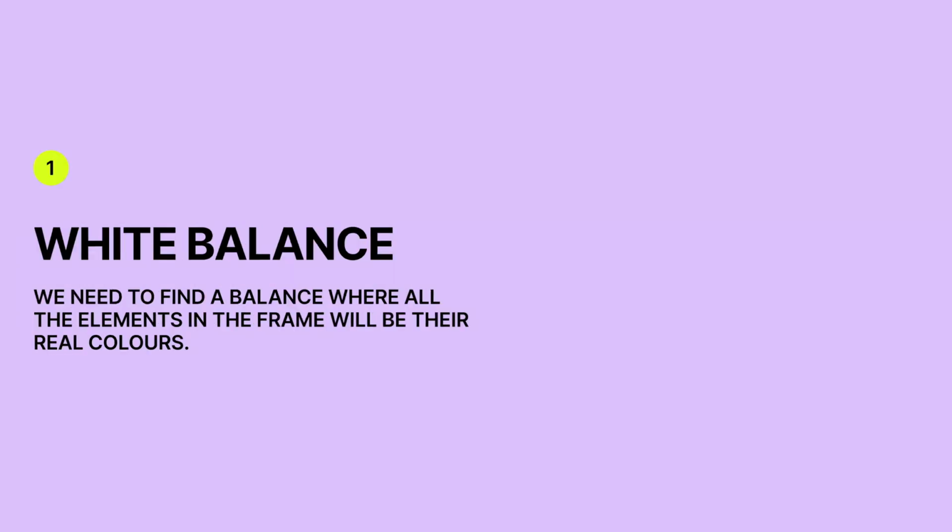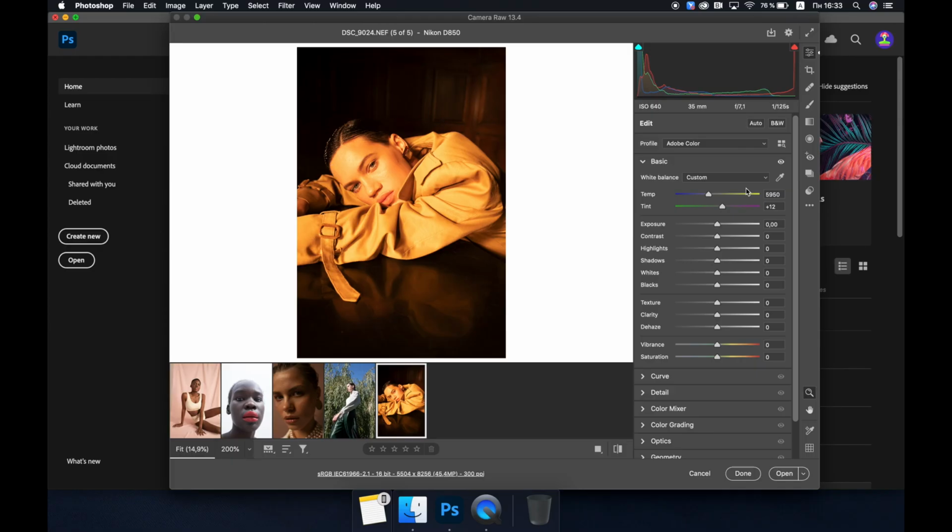We continue. At the preparation stage, the first thing we pay attention to is white balance. It's worth leveling it from the very beginning if there are any problems. We have to find the balance where all the elements in the frame will be their real colors. White balance is these 2 scales, temp and tint. And the picture is too yellow now because it's skewed to the warm side. Let's fix it, and here now we are close to the real colors.